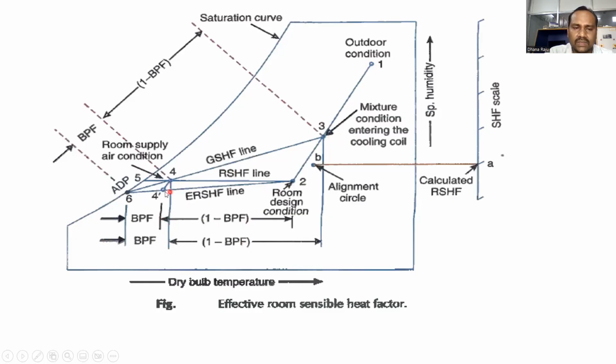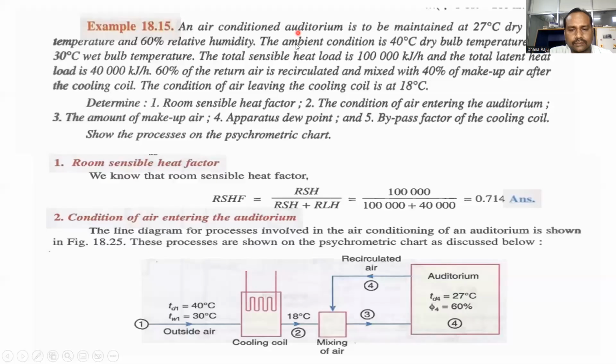So we have 6 to 2 called the effective room sensible heat factor line. 2, 4, 5 is called the room sensible heat factor line, and 3, 4, 6 is called the grand room sensible heat factor line. Right?